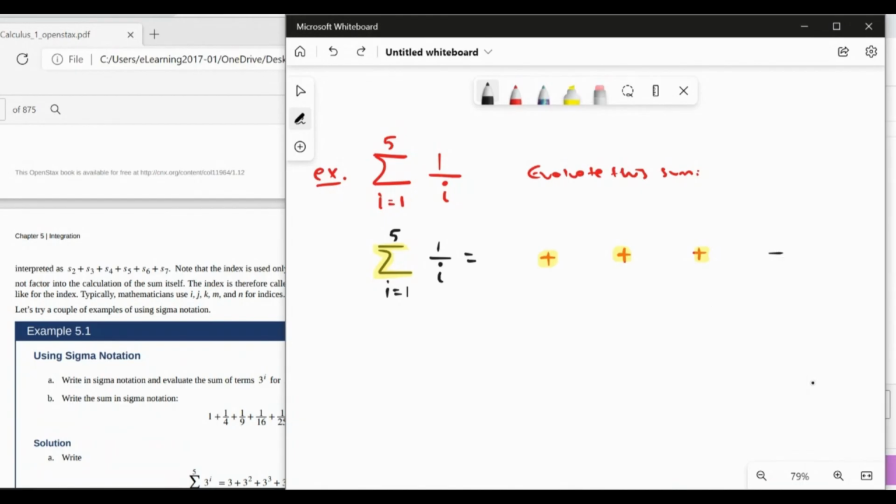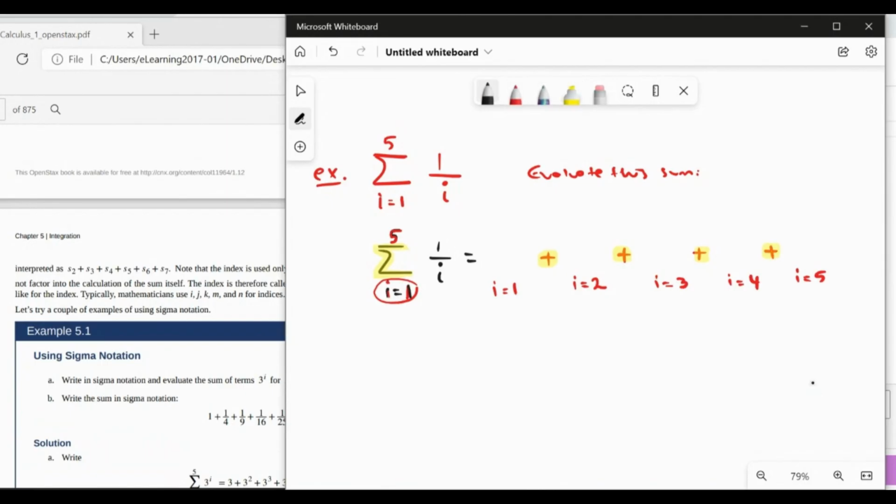Let's see. This is the index that is denoted. We just put it under the sigma sign, and it changes. It starts at 1, and this number on top tells us where to stop. I will change from 1 until 5. So you will just plug in values for I. In fact, how many terms will we have in the sum? There will be a total of 5 terms added.